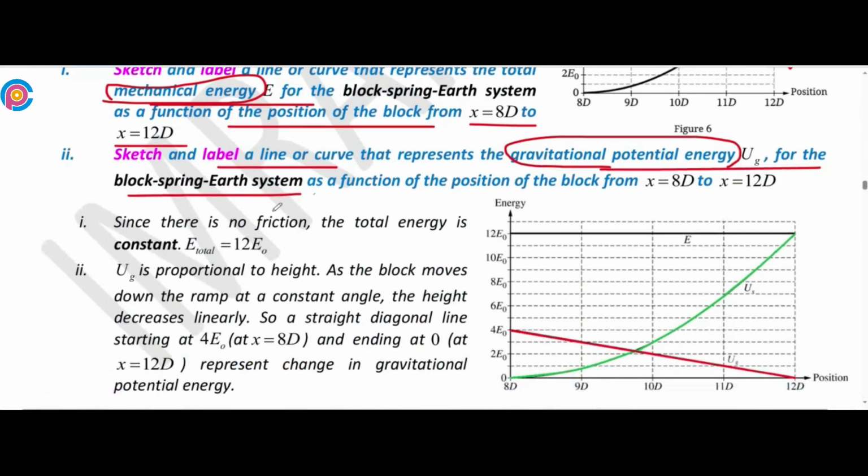So there is the first total. There is no friction, the ideal case, so total energy remains constant as we calculated in the previous part. Total energy is 12 E naught. So that's the line that represents the 12 E naught, the total energy of the system.